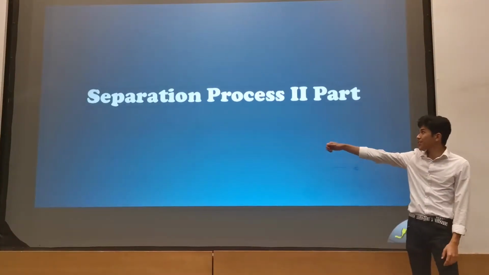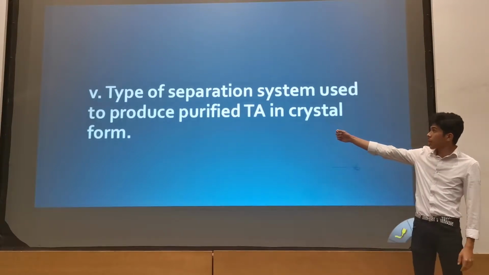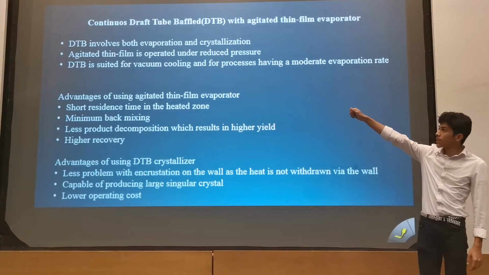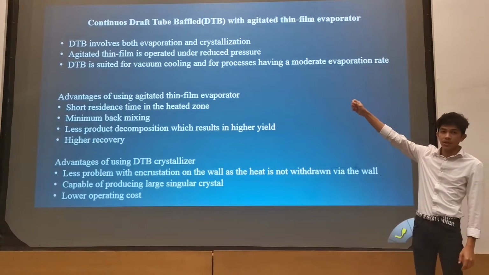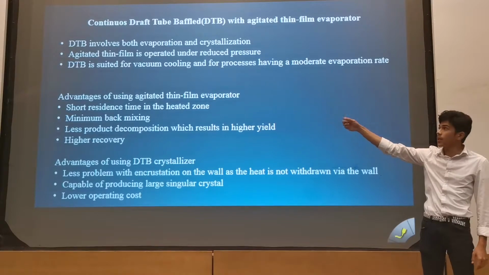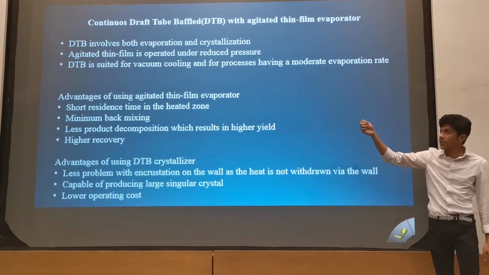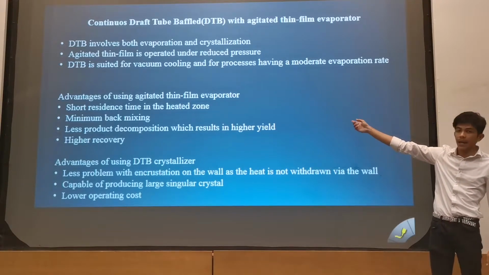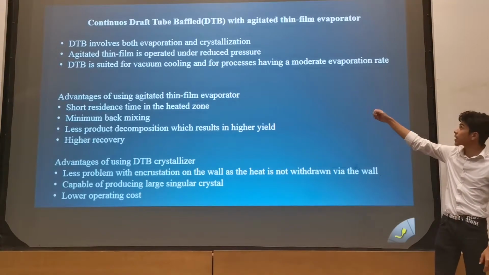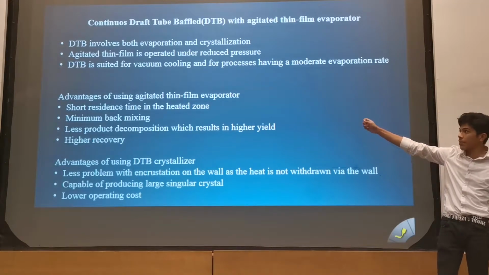Now we move on to the separation process part 2. For the type of separation system used to produce purified TA in crystal form, we have chosen the continuous draft tube baffle crystallizer with agitated thin film evaporator. We choose DTB because it involves both evaporation and crystallization. Agitated thin film is operated under reduced pressure, and DTB is suited for vacuum cooling and for processes having a moderate evaporation rate, so we can reduce the cost.